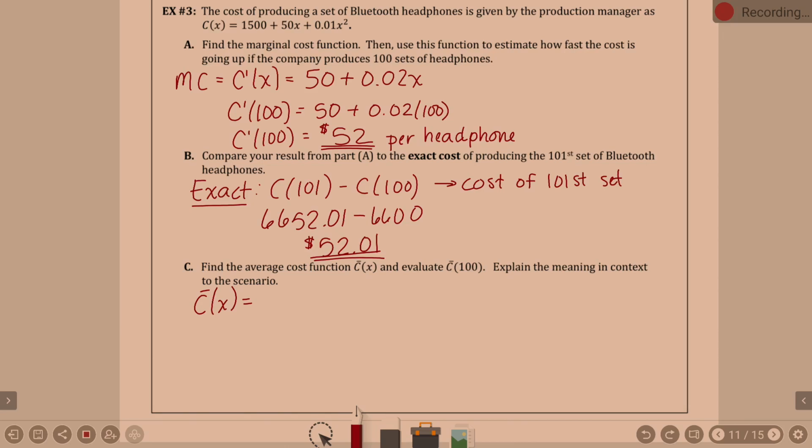Okay, anyways. C bar. How do we find C bar? If you flip back to the previous page, how does it ask us to find it? The average cost function is C of X divided by X. Okay? What is C of X?